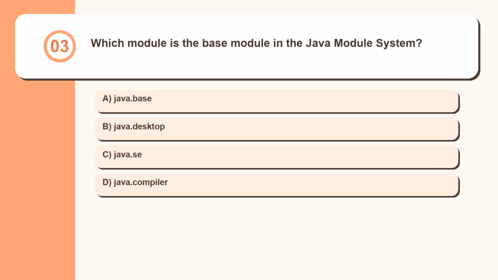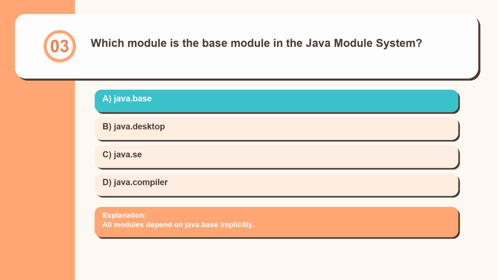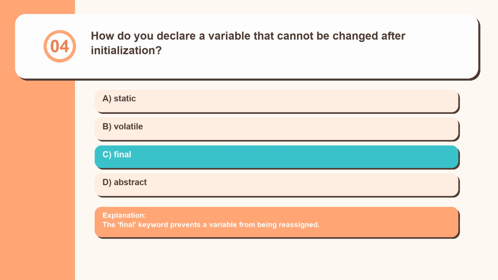Question 3. Which module is the base module in the Java module system? java.base, java.desktop, java.se, java.compiler. All modules depend on java.base implicitly. Question 4. How do you declare a variable that cannot be changed after initialization? static, volatile, final, abstract. The final keyword prevents a variable from being reassigned.